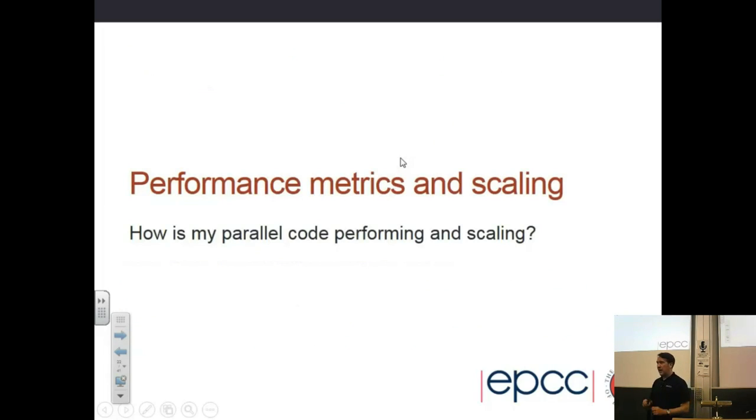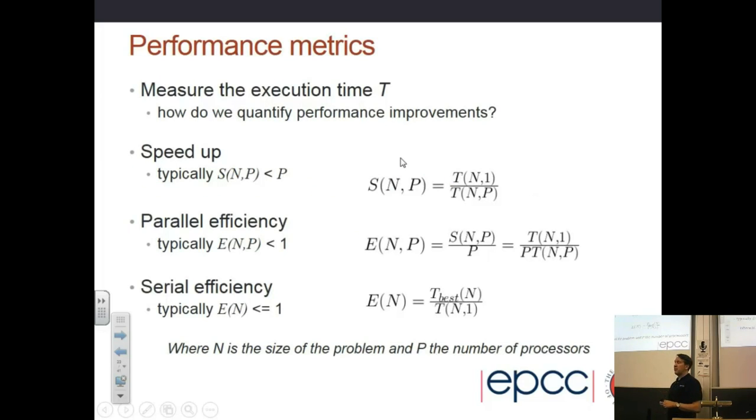So very briefly, I want to talk about performance metrics and scaling. As I said, we want to make our program go faster, but we need to have some measure of that. And there are some fairly obvious measures. We measure the execution time, T. That might sound trivial, but it's not always trivial to say what you mean. How long does a program take to run? Do you include the I/O? But anyway, you've decided on a benchmark, a calculation you want to do, and it takes a certain amount of time, T. The speed up is how many times faster it goes. So the time taken on one processor divided by the time taken on P processors.